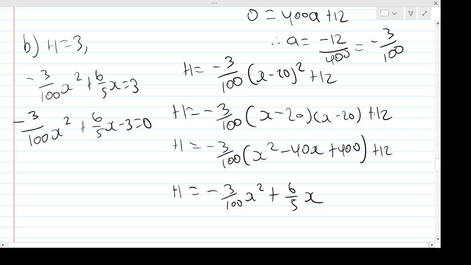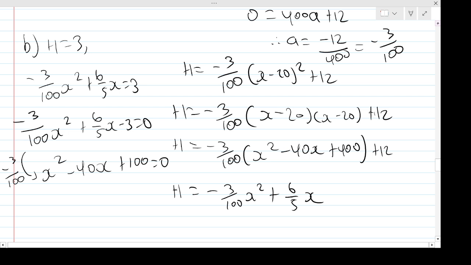Okay, I can simplify this because I don't like this really weird coefficient for x squared. So I'm going to divide by minus 3 over 100 on both sides. So I'm left with x squared, then 6 over 5 divided by minus 3 over 100 will get me minus 40 x, and then minus 3 divided by minus 3 over 100 will get me plus 100 equals 0. That's a nice thing to solve.